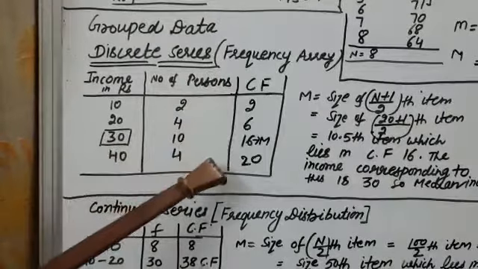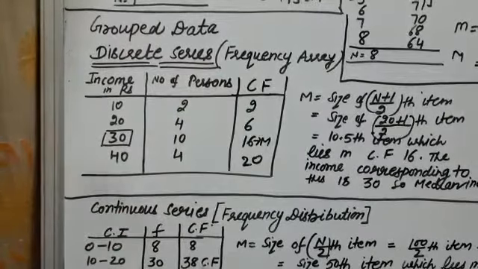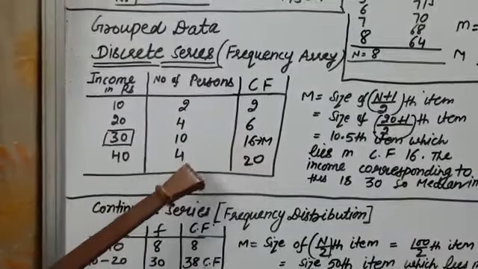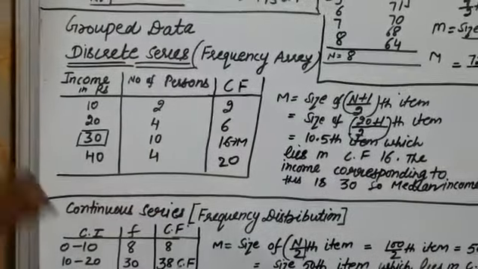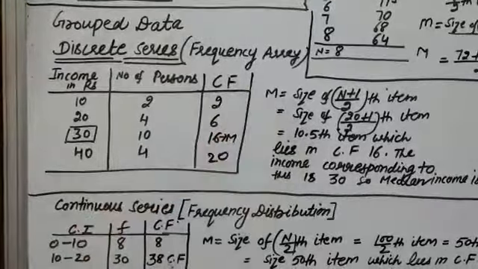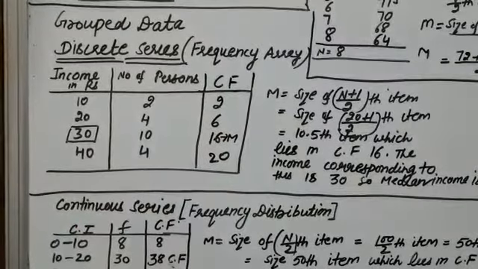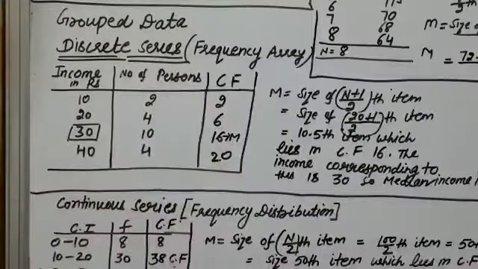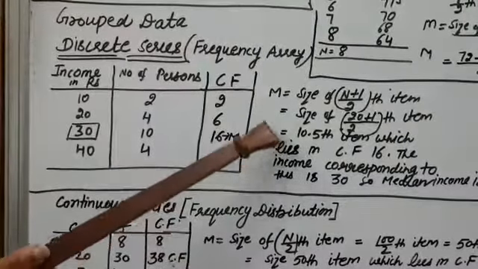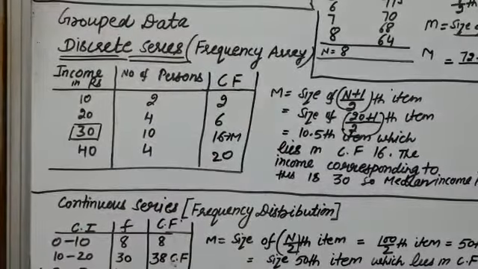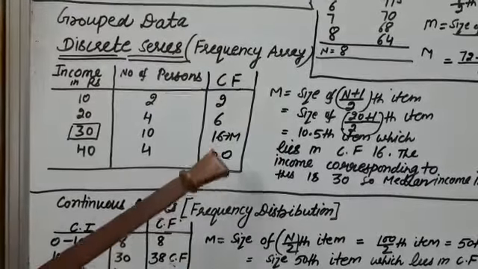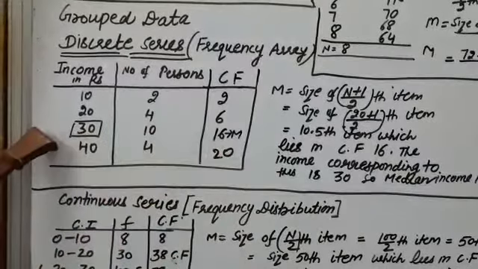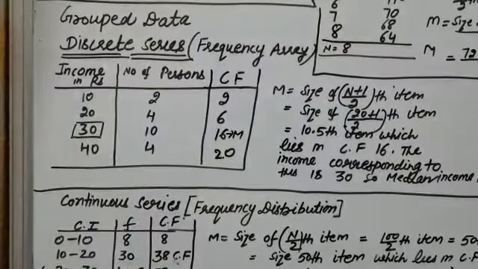So we will calculate cumulative frequency first, which is 2. Then in the second case, 2 plus 4 is 6, 6 plus 10 is 16, 16 plus 4 is 20. So the same formula we are going to write. Median is equal to size of (n plus 1) by 2 th item. So n is 20, that is sigma f. (20 plus 1) by 2 th item is equal to the 10.5th item, which lies in cumulative frequency 16. The income corresponding to this is 30. So median income is rupees 30.